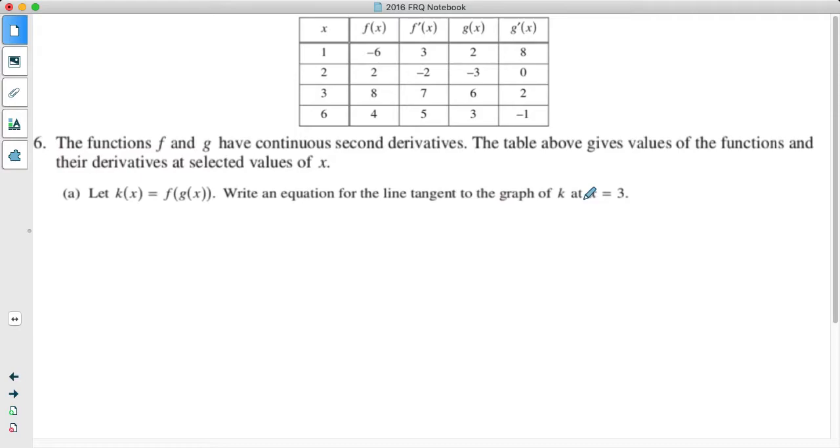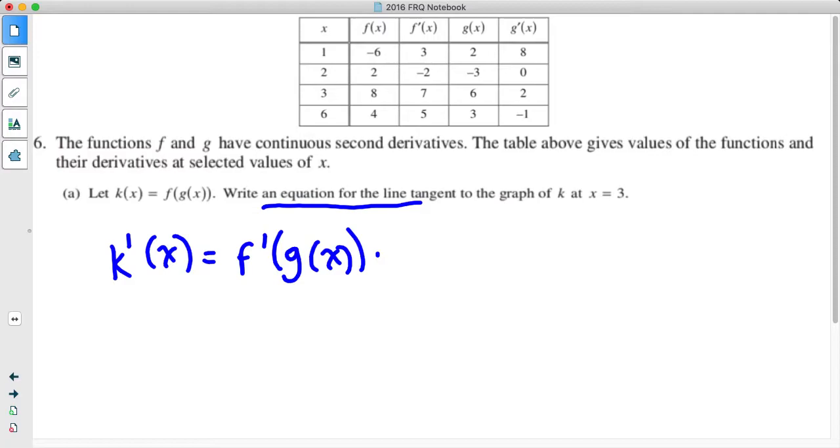We want to find the line. Again, we're trying to write an equation of the line. So the first thing that we need to do is find the slope. So that's where our derivative comes in. So we need to find the derivative of k. So that means we need to find f prime of g of x times g prime of x. So this is a chain rule: the derivative of the outside of the inside times the derivative of the inside.